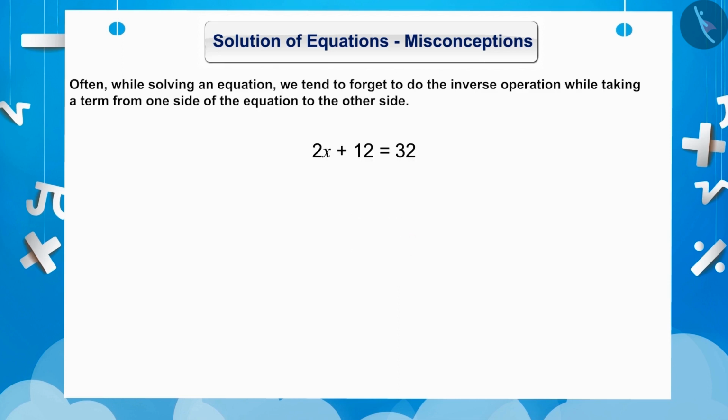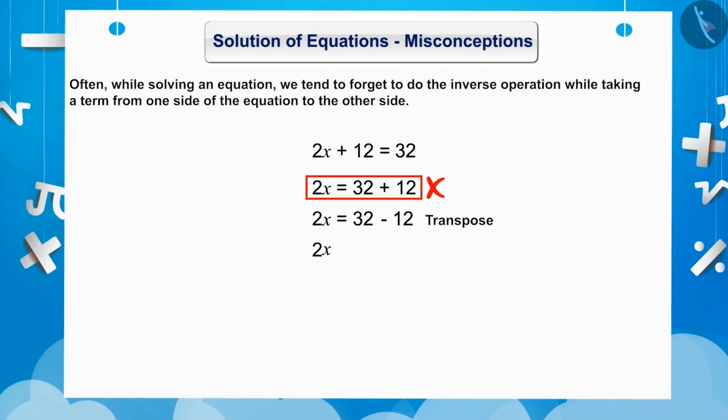In this equation, LHS is 2x plus 12 and RHS is 32. Here, 12 is getting added in LHS. To solve this, we will transpose 12 to RHS. While transposing, often 12 is added in RHS as well, which is incorrect. The correct way of doing it is when 12 is transposed from LHS to RHS, it will be subtracted from 32 in RHS. So, the equation we now get is 2x is equal to 20.